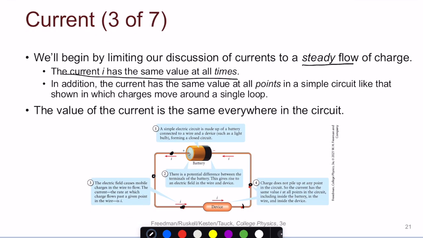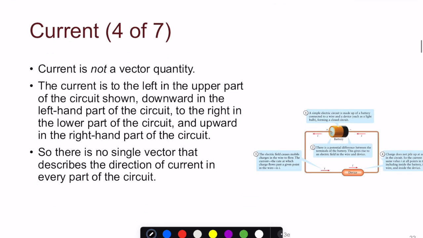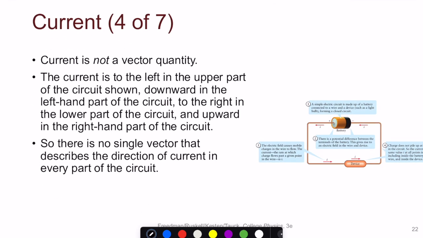We're going to talk initially in this chapter about currents that are steady. And that means that the current value I is the same no matter where you are in the circuit. Okay, so I is constant, in other words. And you may have seen us use current I with an arrow next to it, and it's not to be confused with a vector. So current is not a vector quantity. The arrow is simply to illustrate what direction the current is flowing.